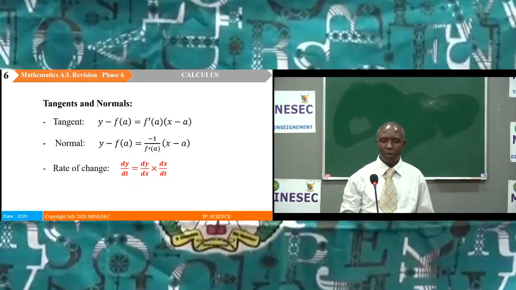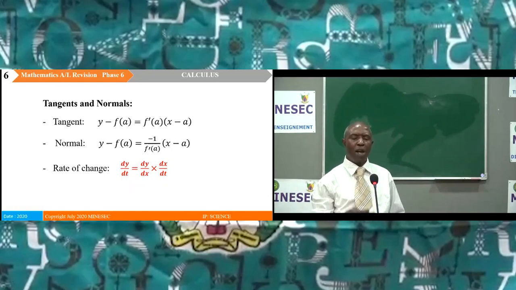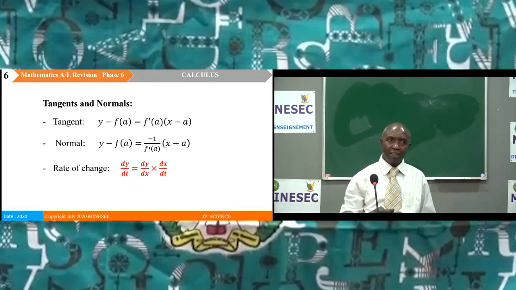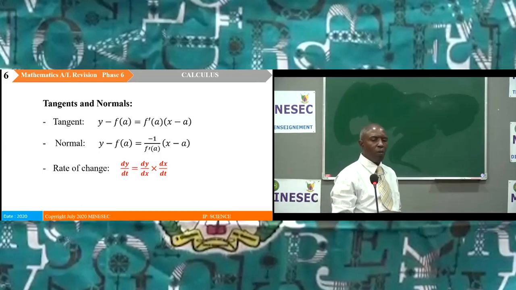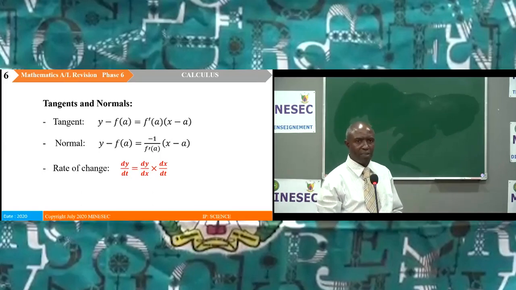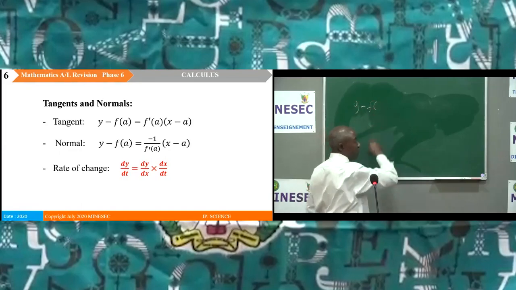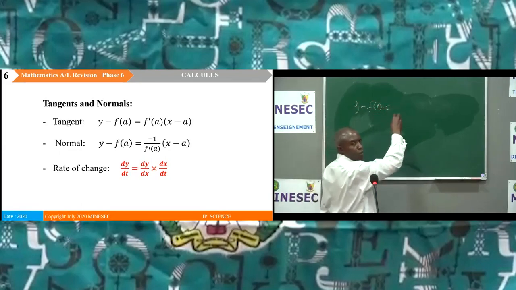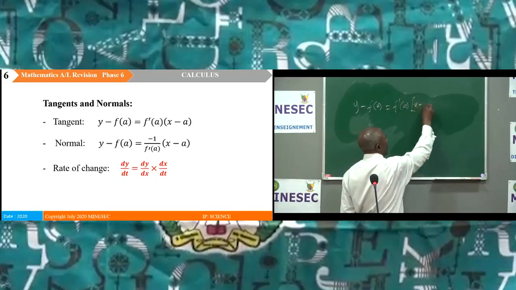Tangents and normals. A tangent is a line that touches a curve at one and only one point. If a curve is given to us, say y is equal to f(x) passing through a point, then we should find the gradient of the tangent at a particular point. To get the equation of that tangent line, we will have it as y minus f(a) equal to f prime of a into x minus a.